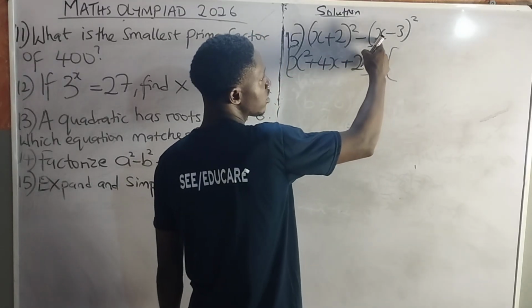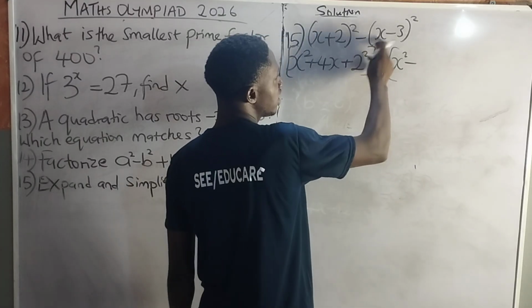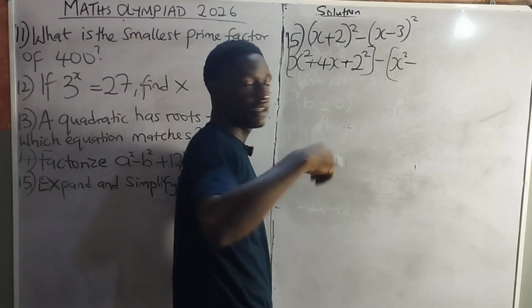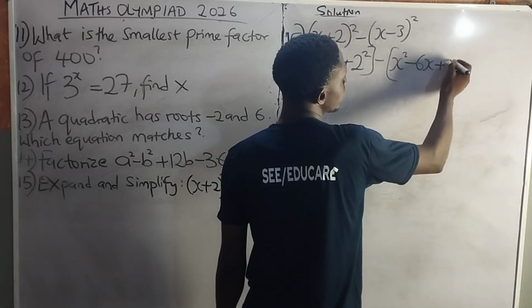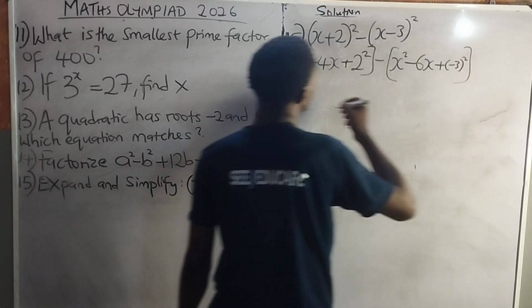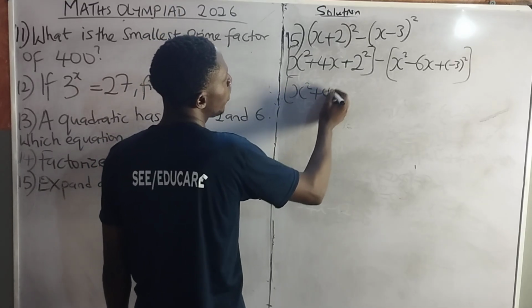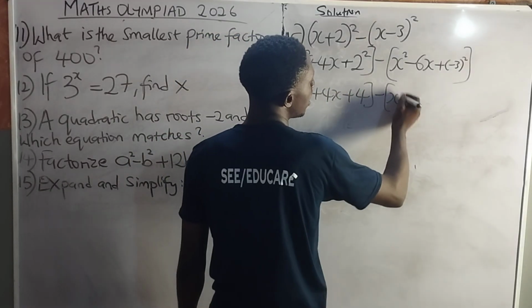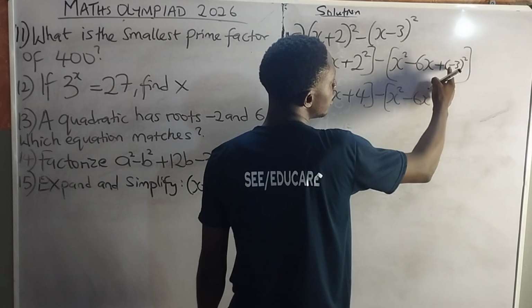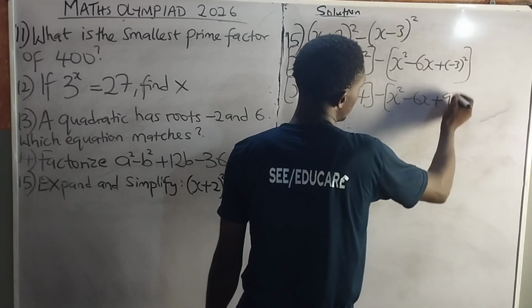Minus, do the same thing here. Square the first term, x squared. Then there's minus here. Put minus. x times 3 is 3x, times 2, 6x. Then when you square this, plus minus 3 squared. So let's go. We have x squared plus 4x plus 2 squared, which is 4, minus bracket x squared minus 6x. Then minus 3 squared is minus 3 times minus 3, which is plus 9.